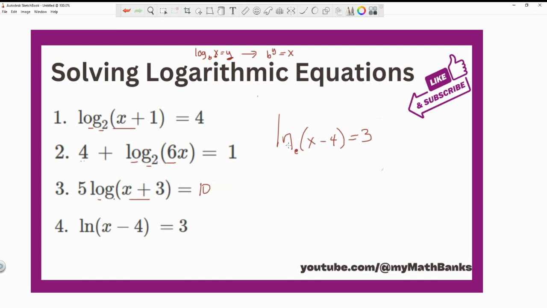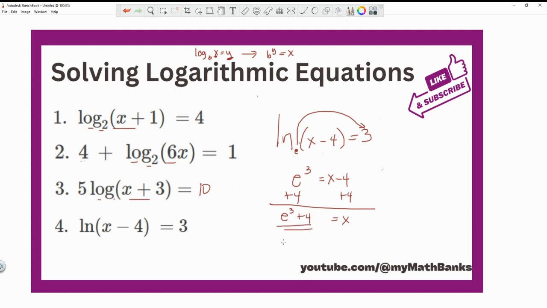There's nothing else here. So this is like your log, your base, your argument. So it's all set up. You can just change this one right away into an exponential format. So you have e, this is your base, to that exponent right here, 3 equals x - 4. Okay, so to solve for x, you add 4. Therefore, your x is just e to the power of 3 plus 4.